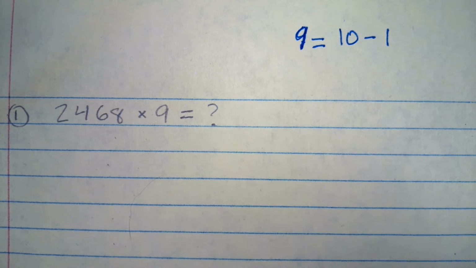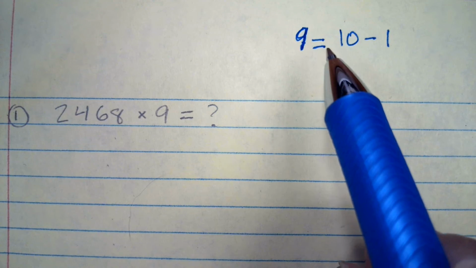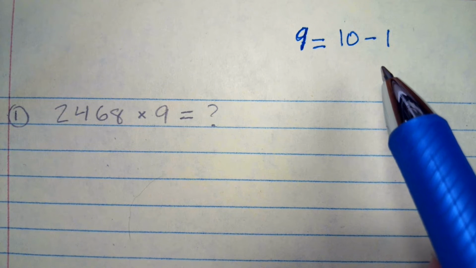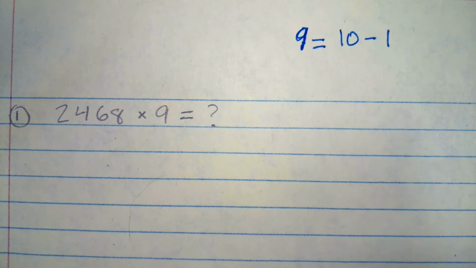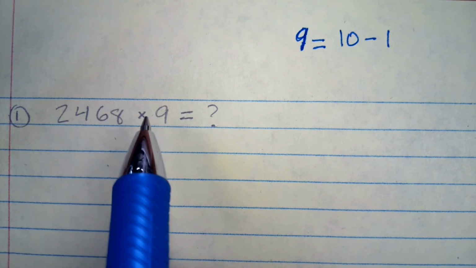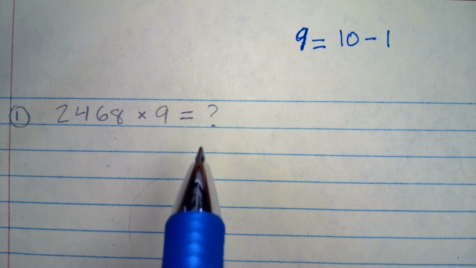As you all know, 9 is the same thing as 10 minus 1. We're going to use this fact to make our calculating life just a little bit easier. For example, look at this problem. We've got 2,468 times 9 that we need to calculate.